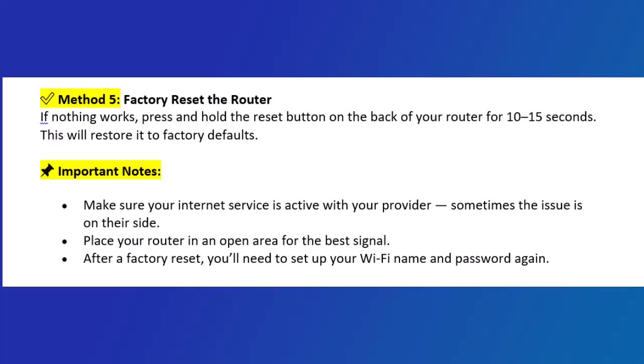Important notes. Make sure your internet service is active with your provider. Sometimes the issue is on their side. Place your router in an open area for the best signal. After a factory reset, you'll need to set up your Wi-Fi name and password again.